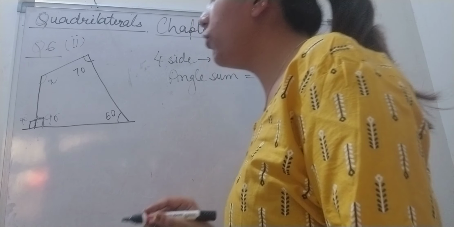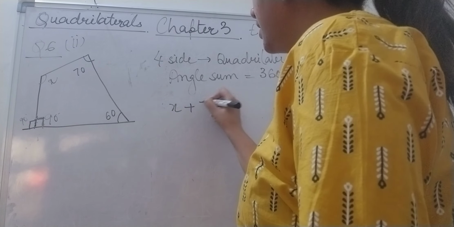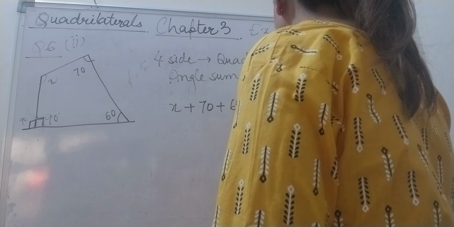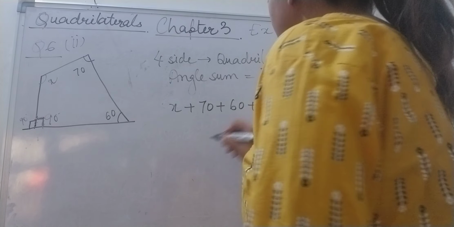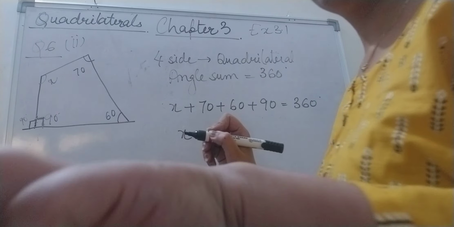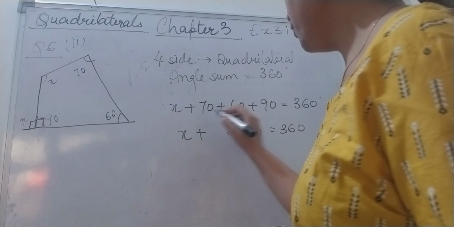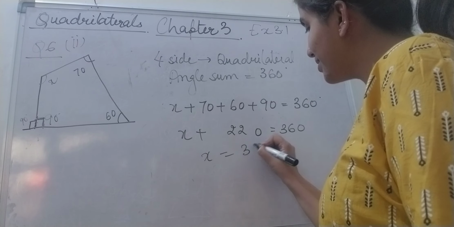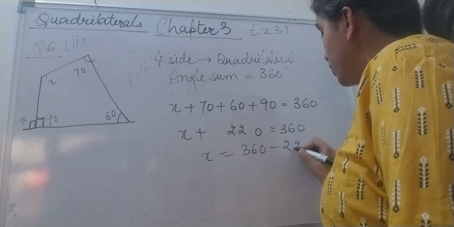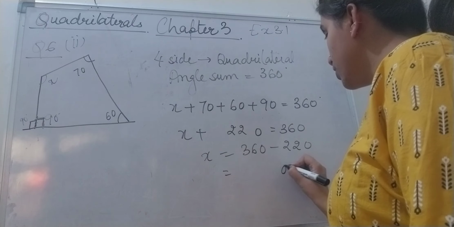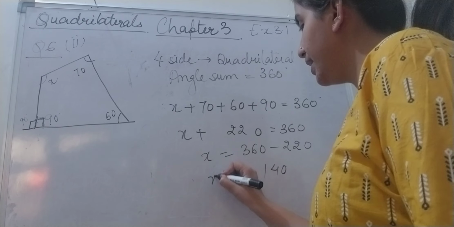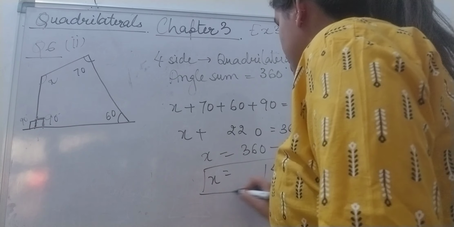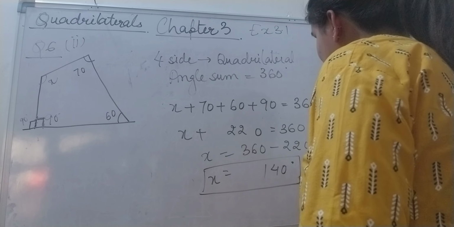So we have got 4 angles, x plus 70 plus 60 plus 90, it should be equal to 360 degrees. So when you add these values, you get 220. x equals 360 minus 220. It will give you 140. x value equals 140 degrees. This is your answer for the second part.